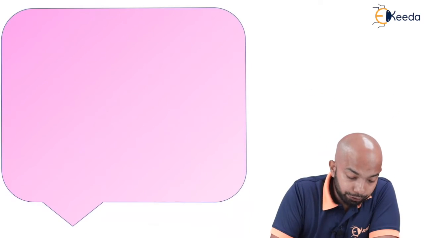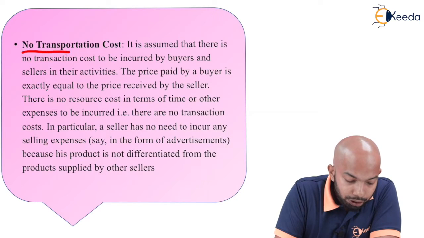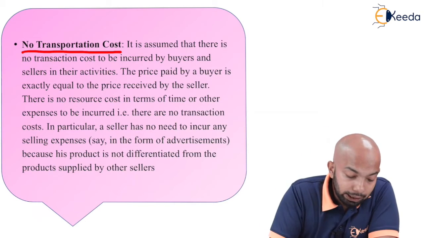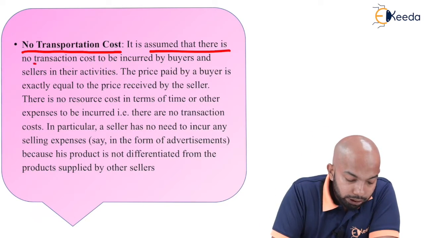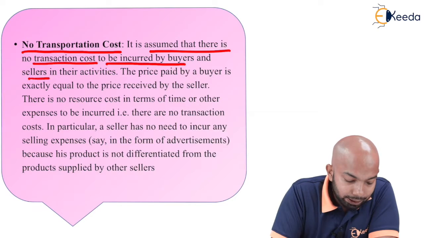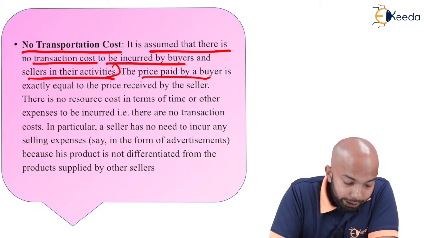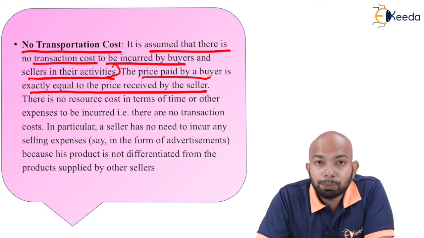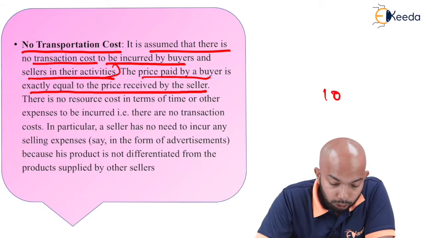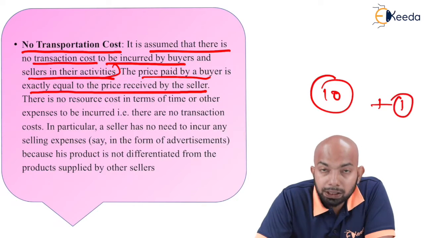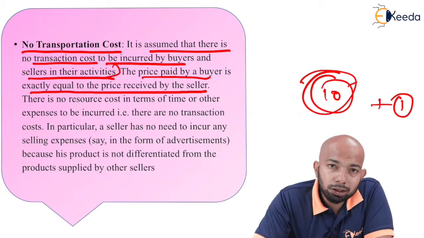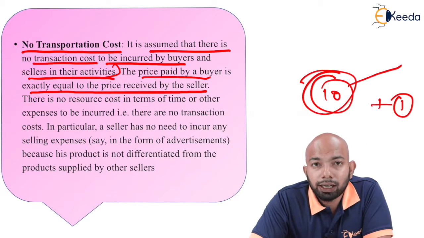Now, the next term refers to no transportation cost. In perfect competition, there is no transportation cost. It is assumed that there is no transaction cost to be incurred by buyers and sellers in their activities. The price paid by the buyer is exactly equal to the price received by the seller. If 10 rupees is the cost, the seller cannot charge 1 rupee additional for saying that, okay, I'm transporting these goods to your place. No, it doesn't matter. 10 rupees is the price, I'll give you 10 rupees only. That is the knowledge that everyone has here.